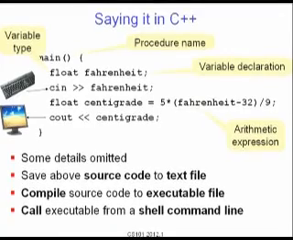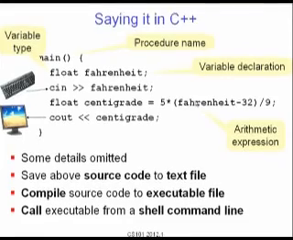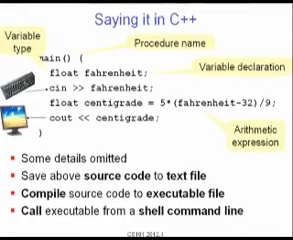The third statement does the real work. It declares a variable called centigrade, which is also a floating point number, and it also initializes it to whatever expression we had in mind. This is an arithmetic expression. This is a very simple expression. You can have incredibly complicated arithmetic expressions, you can have logical expressions, all kinds of things.